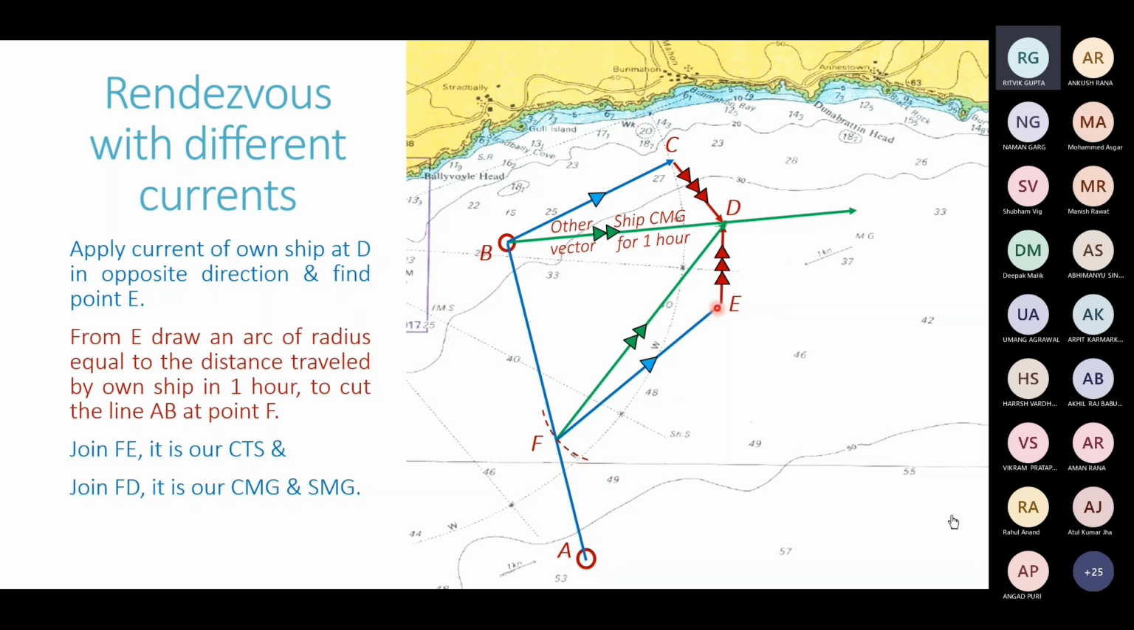As you can see here, the blue color vector Foxtrot Echo is our course steered vector. The red color vector Echo to Delta is the current which is applicable at own ship location. And the resultant of these two, that is blue and red vectors, is the green color vector Foxtrot Delta. The resultant of CTS and current is the course made good. So this is the course made good vector for own ship.